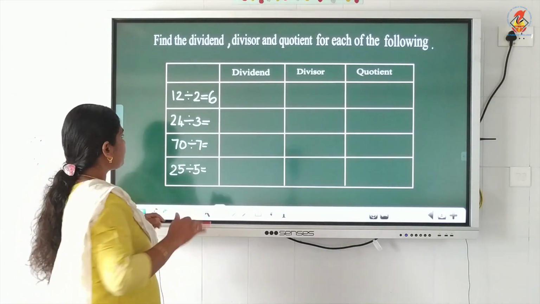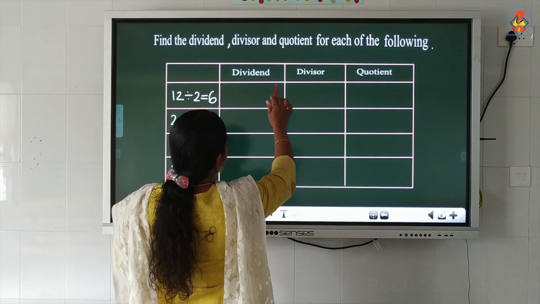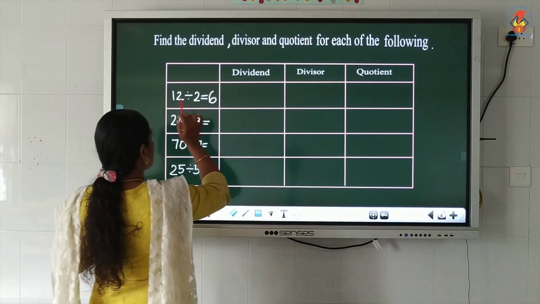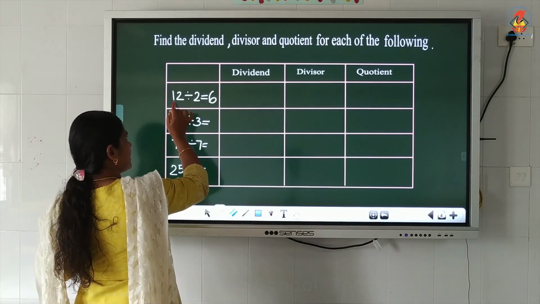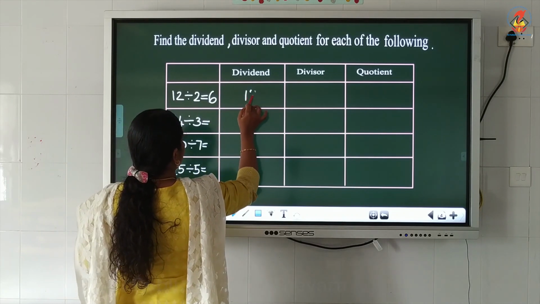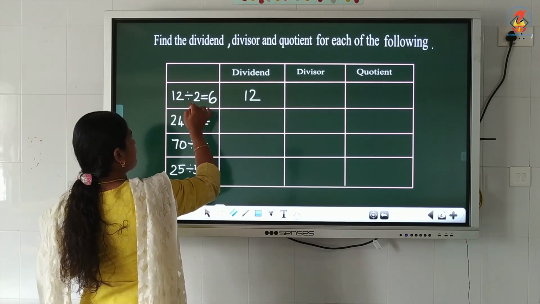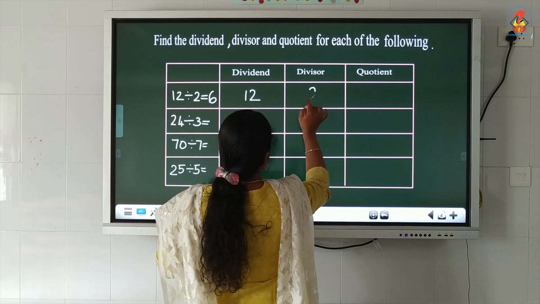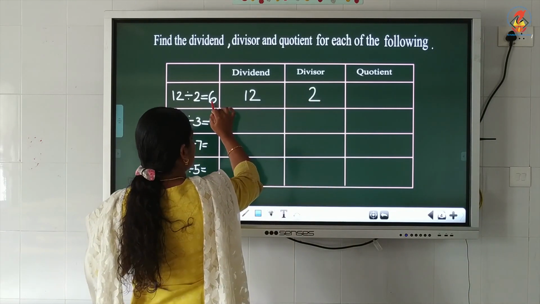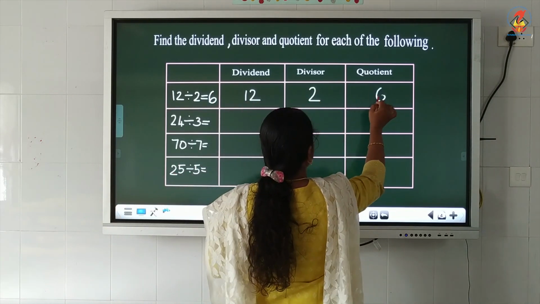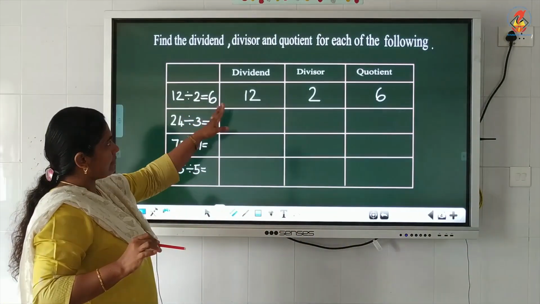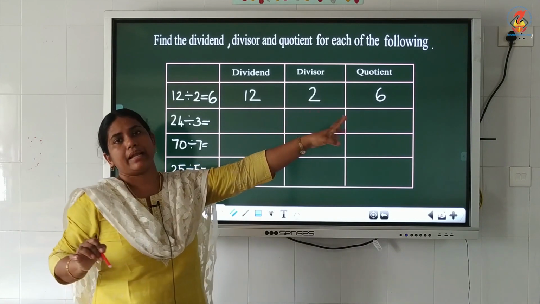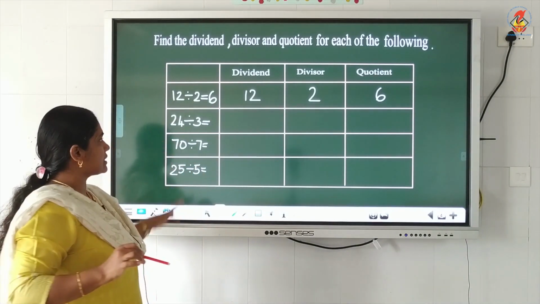Okay. Now the question is we have to write dividend, divisor and quotient. So looking at this question, you know which is the dividend. Dividend is 12. So in this column we will write 12. And what is the divisor? 2. And what is the answer? Quotient 6. So write here in this column. Is it clear? We find out the answer, then write the dividend, divisor and quotient. Like that, do the next questions also.